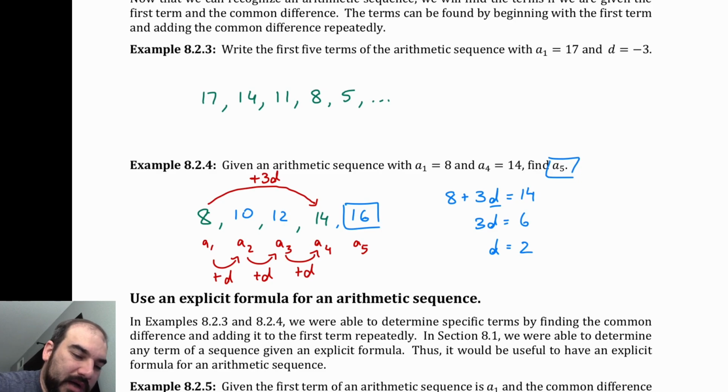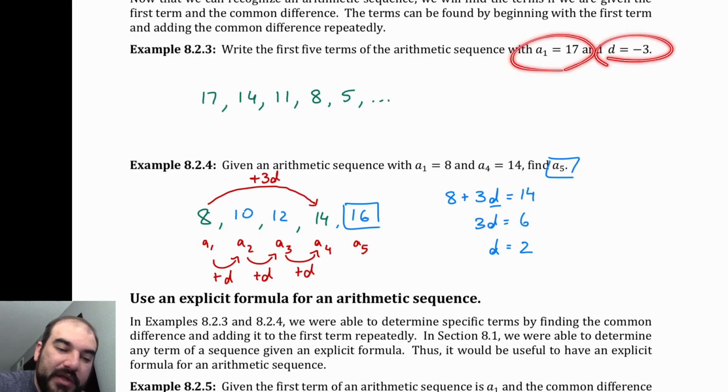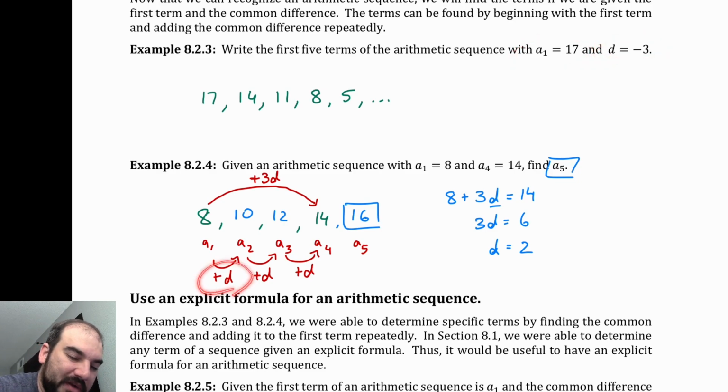Right, so we can deal with knowing the common difference or not knowing the common difference, but as long as we're given 2 terms, we can find the common difference by figuring out how many times D is being added and then using that formula.